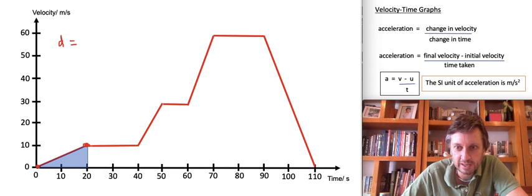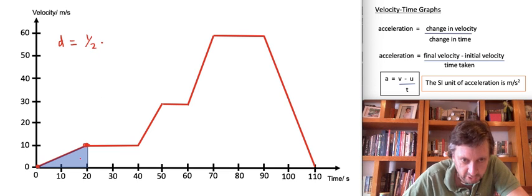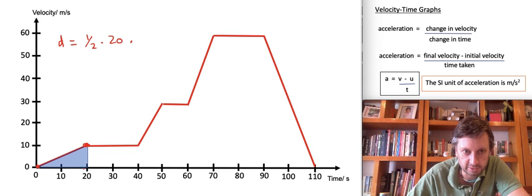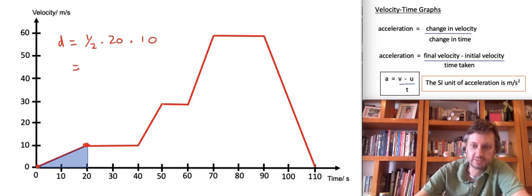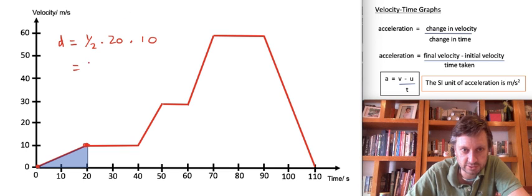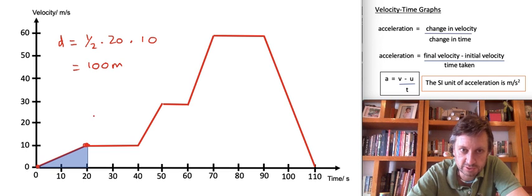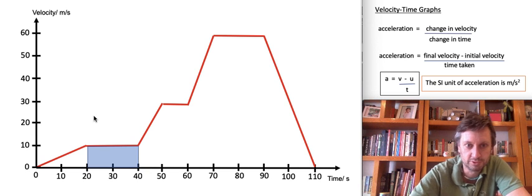It's a triangle, and I know that the area of a triangle is half times the base multiplied by the height. So it's going to be half multiplied by 20, 0.5 times 20, multiplied by the height, which in this case is 10 meters per second. Okay. Half 20 times 10 is 10 times 10, which gives me a distance travelled of 100 meters. Only just between those 2 points. Okay, I can move on to the next part. Oh, that made sense, by the way. Move on to the next part.